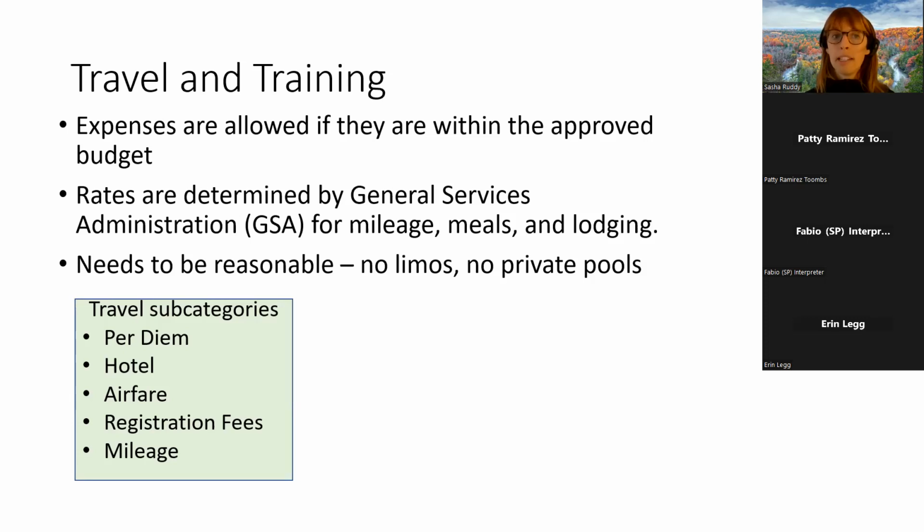These expenses need to be reasonable. And what do I mean by that? My friends, we don't want to see any limos, unfortunately. You also can't have like private pools in those hotel rooms. That's what I mean by reasonable. And the subcategories within travel are per diem, hotel, airfare, registration fees, and mileage. And we'll talk about some more specific examples in the next slide.